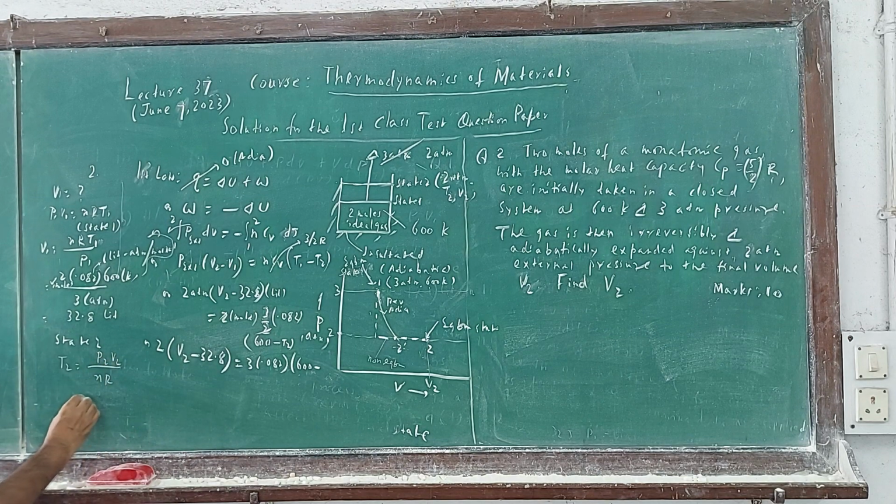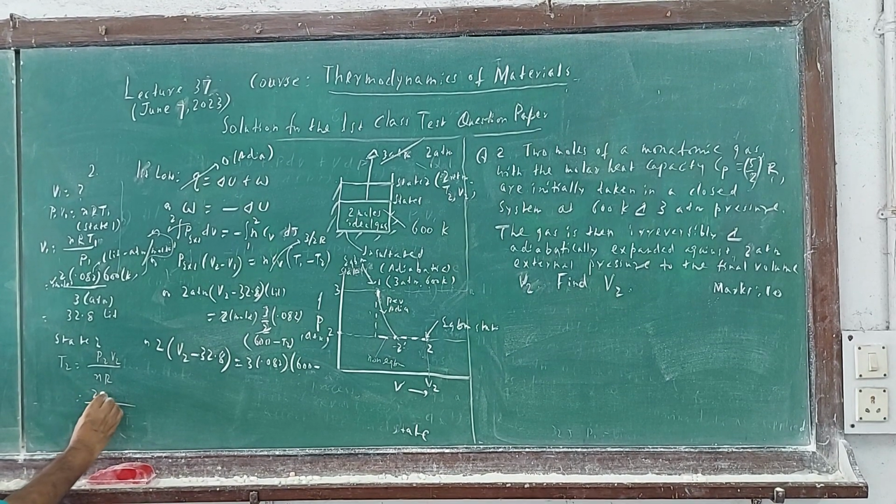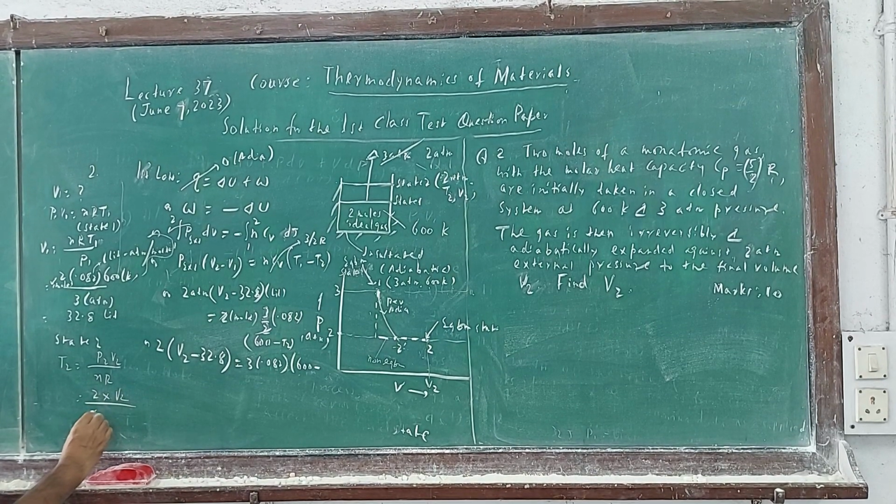All you know, or you don't know. P2 is how much? What pressure? P2 is 2 atmosphere. So 2 times V2 equals nR times T2, where n is 2 and R is 0.082. This gives you a connection of V2 and T2.